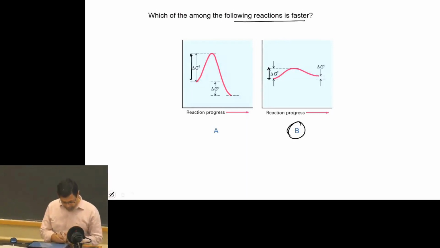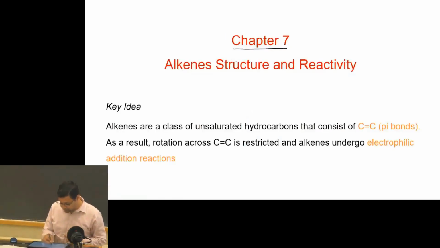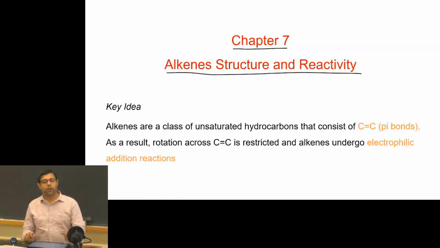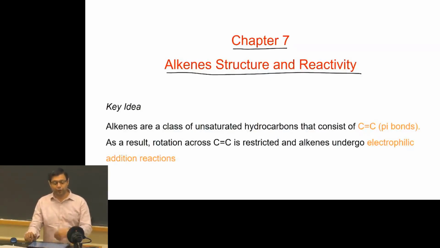The next chapter we begin in the semester is chapter 7, alkene structure and reactivity. In this chapter, we are going to begin by taking a look at alkenes. Alkenes are hydrocarbons with at least one C double bond C. So you're looking at molecules that have at least one pi bond.